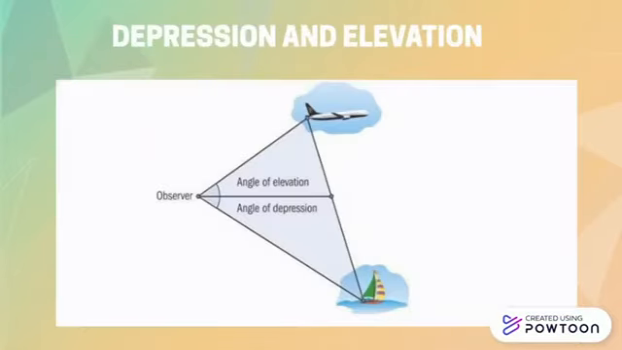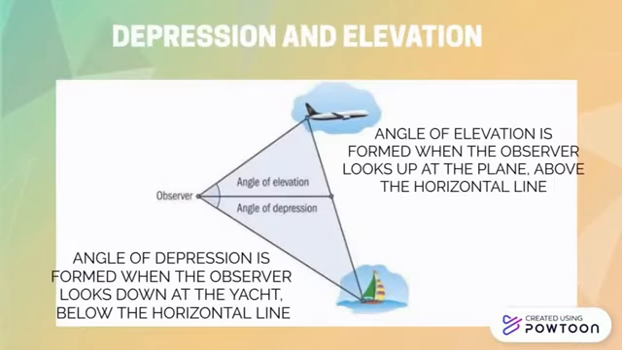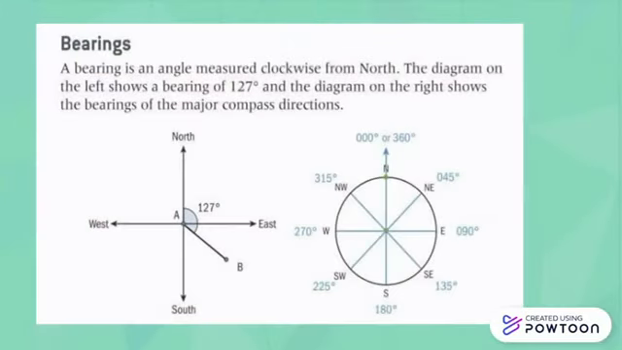Depression and elevation. Angle of depression is formed when the observer looks down at the yard below the horizontal line, while angle of elevation is formed when the observer looks up at the plane above the horizontal line. Bearings. A bearing is an angle measured clockwise from north. The diagram on the left shows a bearing of 127 degrees, and the diagram on the right shows the bearings of the major compass directions.